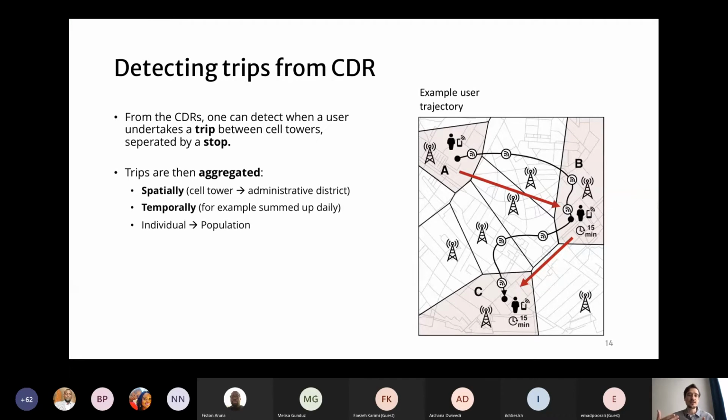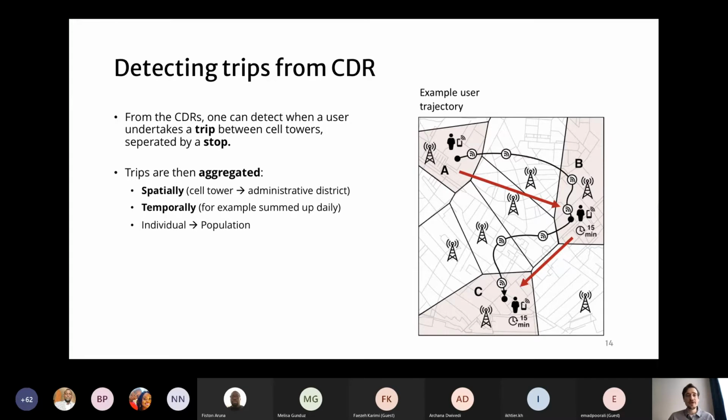And then what usually happens is that this data is aggregated on many levels. For one, it's aggregated spatially, so the cell towers are mapped to the nearest, for example, administrative district on some administrative level. They're also grouped temporally. So for example, you count all trips that happen within one day.